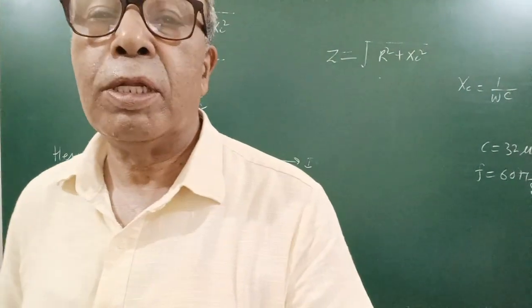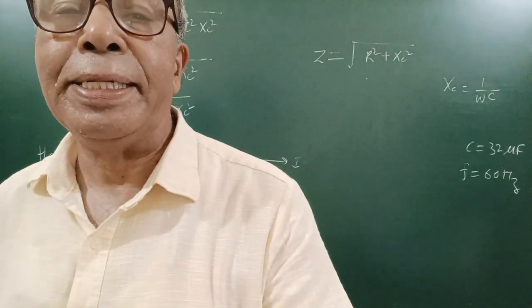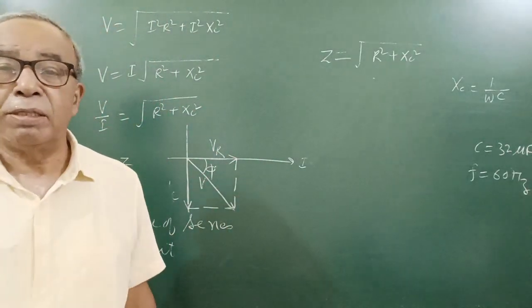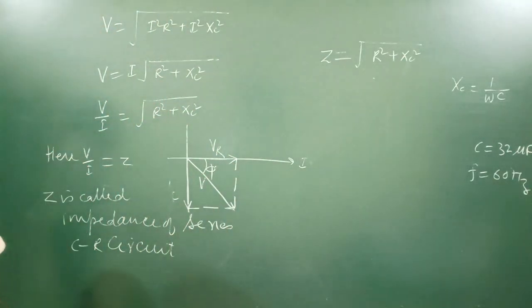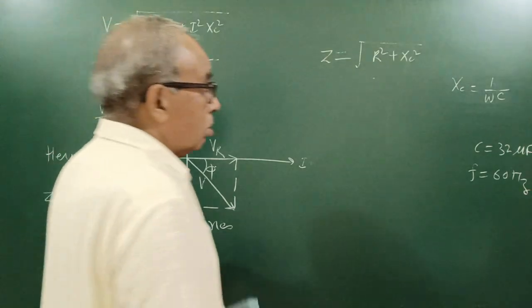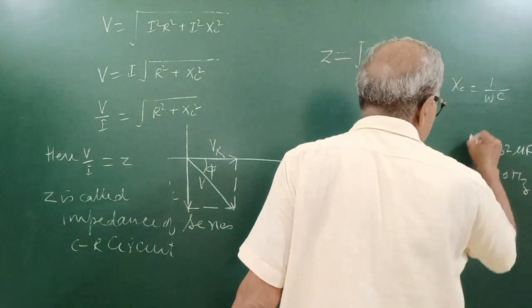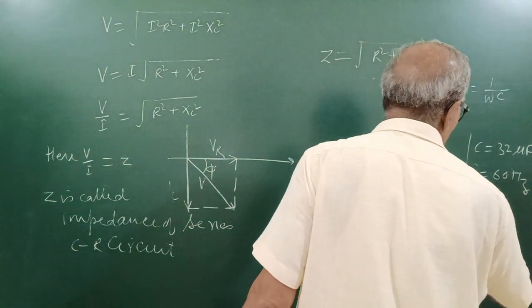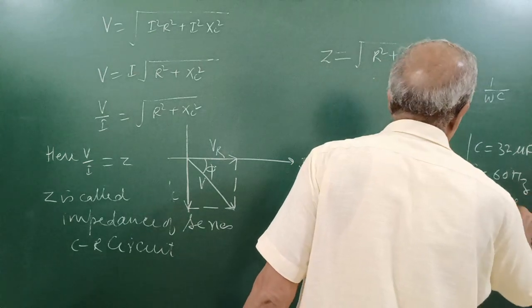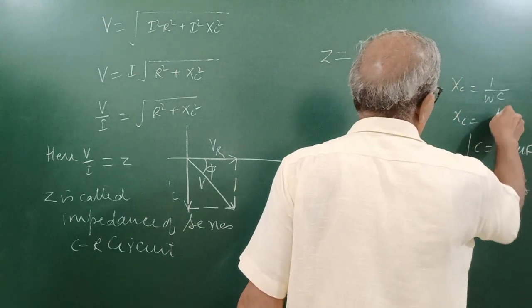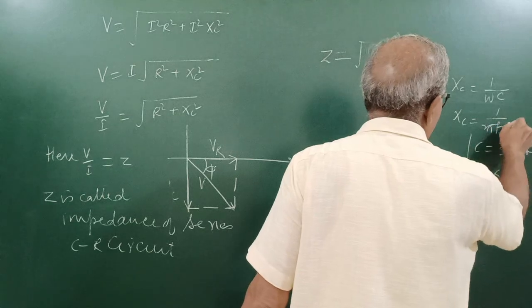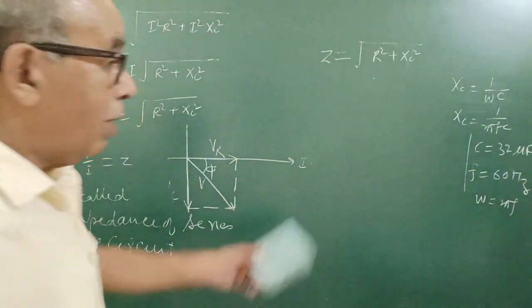Students left it because they were unable to divide. So please learn things sincerely. Do calculate this value for the data. Omega is 2 pi f, so XC is equal to 1 upon 2 pi f C. Calculate this.